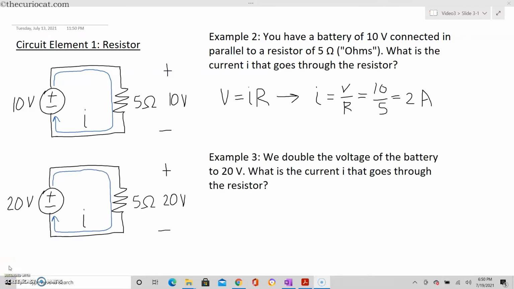For example 3, we double the voltage of the battery to 20 volts. What is the current I that goes through the resistor? If we follow the same process we used in example 2, we get 4 amperes. Now look at our 2 circuit drawings. Notice that when the independent variable I is doubled from 2 amps to 4 amps, the dependent variable V also doubles from 10 volts to 20 volts. In other words, this shows that V and I are proportional. This means that a resistor follows the property of homogeneity.